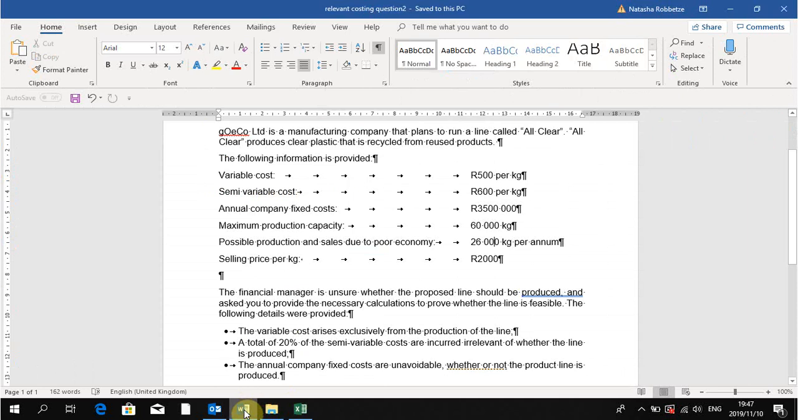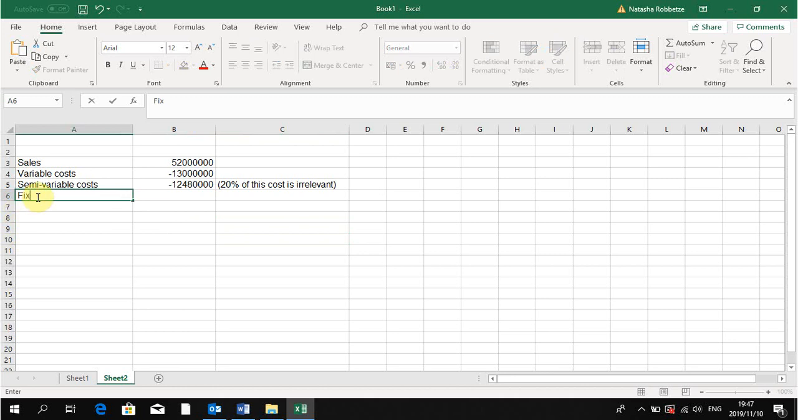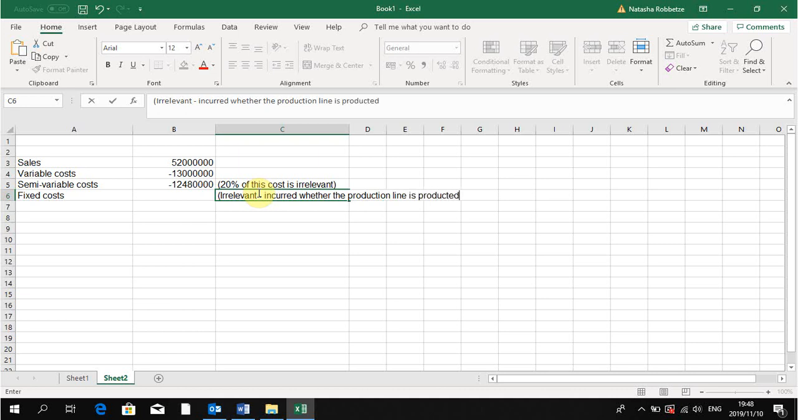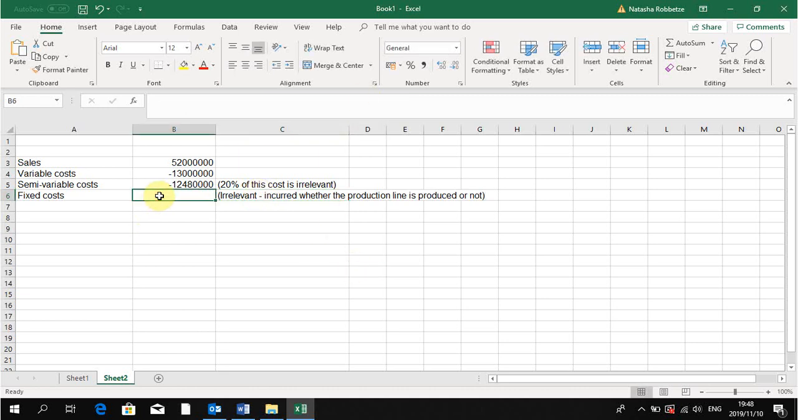So then let's look at the fixed cost, the annual company fixed cost. They say it is unavoidable whether or not the product line is produced. So I'm going to indicate on my calculation, there's the fixed costs, and here I'm just going to leave it blank and say this is irrelevant. Why is it irrelevant? It is incurred whether the production line is produced or not. So it doesn't matter, and I'm just going to leave that blank.